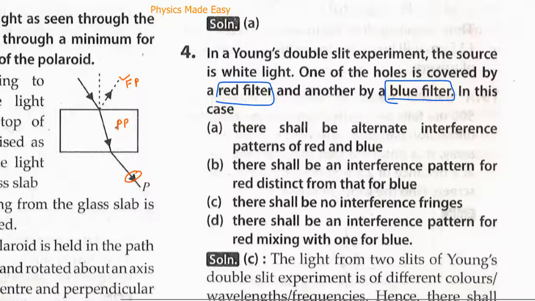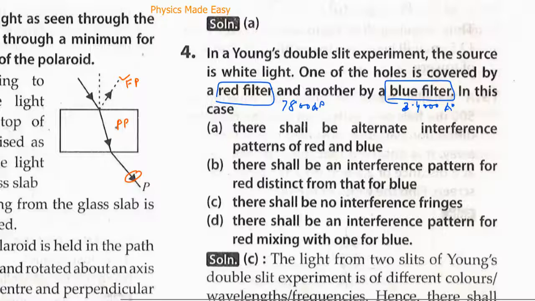It means one wave that comes out will have a wavelength of approximately 7800 angstrom, and the other somewhere near about 4000 angstrom. I'm taking rough values, not exact values. Driving at the point that these two wavelengths are different. And if wavelengths are different, it means frequencies are different.